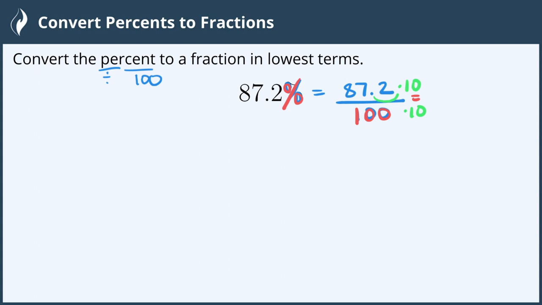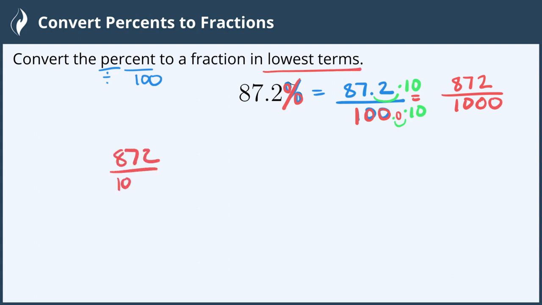And since we don't see a decimal, we can put one at the very end, and it moves one to the right, which means I fill it in with a zero, making this 872 over 1,000. Now I have a fraction, no decimals, and I can work on getting it into its lowest terms.